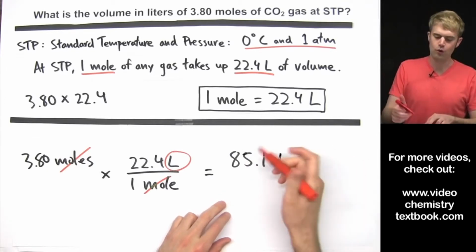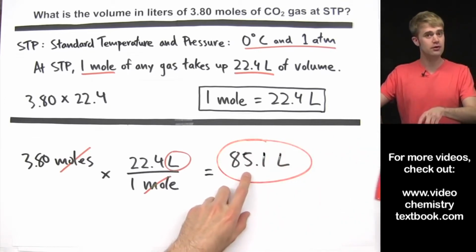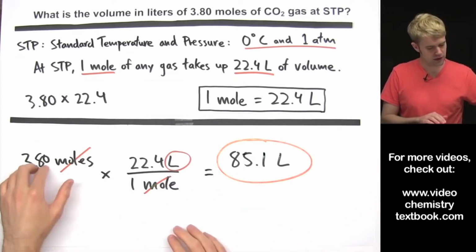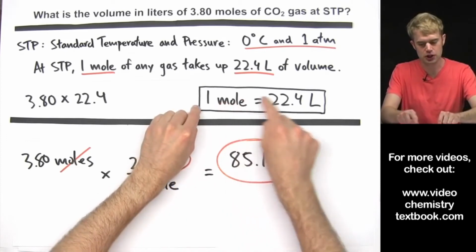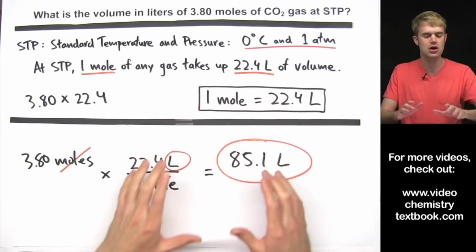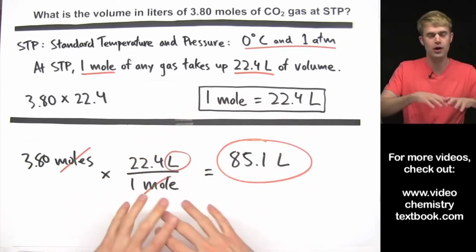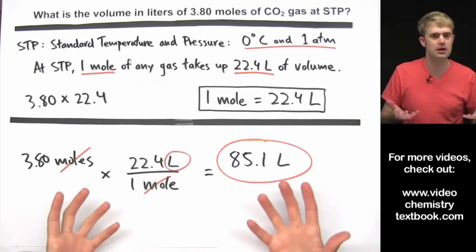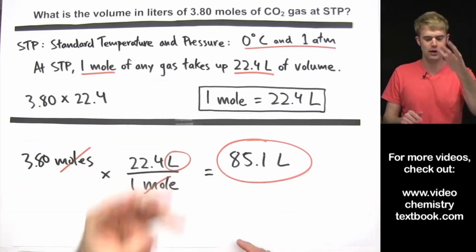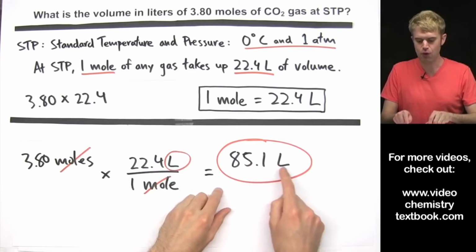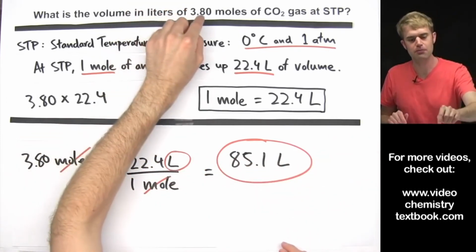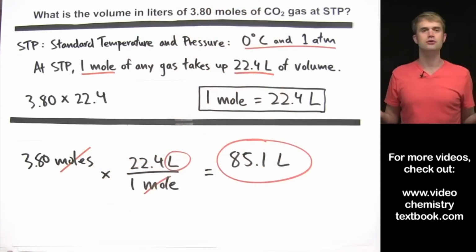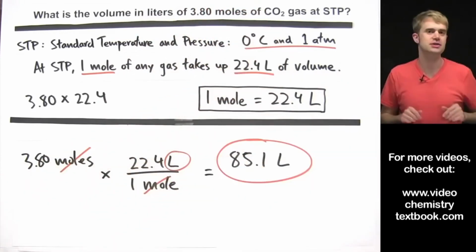85.1 liters. We round this to 3 significant figures because there are 3 significant figures here, 3 significant figures here, and this 1 here is part of a definition. It's part of an equation like this, so we don't worry about this 1. It has essentially an unlimited number of significant figures, so we round to 3. 85.1 liters is how much volume, how much space 3.80 moles of CO2 gas would take up at STP, okay?